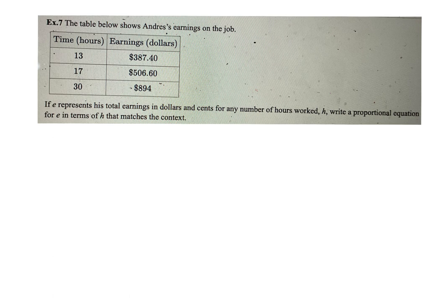Anyways, example 7. The table below shows Andre's earnings on the job. You have time and hours on the left side, that category, and then on the right side, we're comparing that to earnings in dollars, okay? Now, it says if E represents his total earnings in dollars and cents for any number of hours worked, H, write a proportional equation for E in terms of H that match the context. So notice how they say in terms of H. Just like I said, that is going to be on the left side of the table.